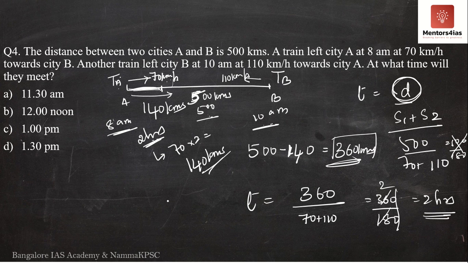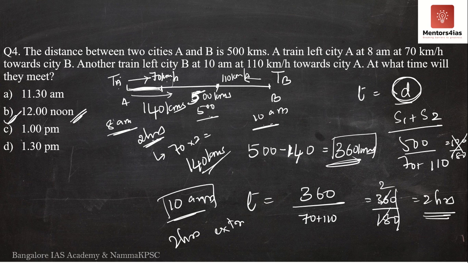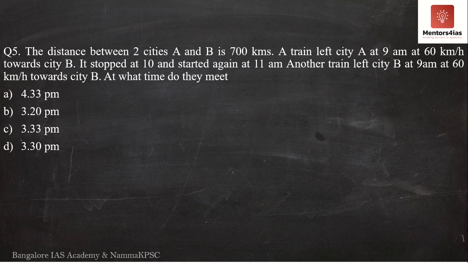So after 10 a.m., not 8 a.m., after 10 a.m., they will take 2 hours extra to meet each other. So if it was 10 a.m., at what time will they meet? 10 plus 2 hours, 12 noon. It is option B. The correct answer is option B. So it is 12 noon. So we'll move on to the next question now.